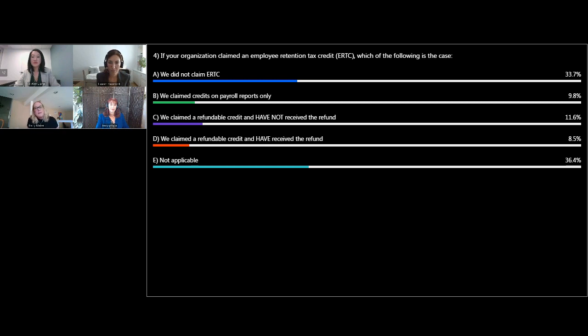Things to watch out for in this is you can't double dip. If you had PPP funding, you look at what wages were claimed there for the PPP loan forgiveness. Do I have any left to try to get the employee retention tax credit? And you also look at health insurance that was paid. So those are the two expenditures for this.